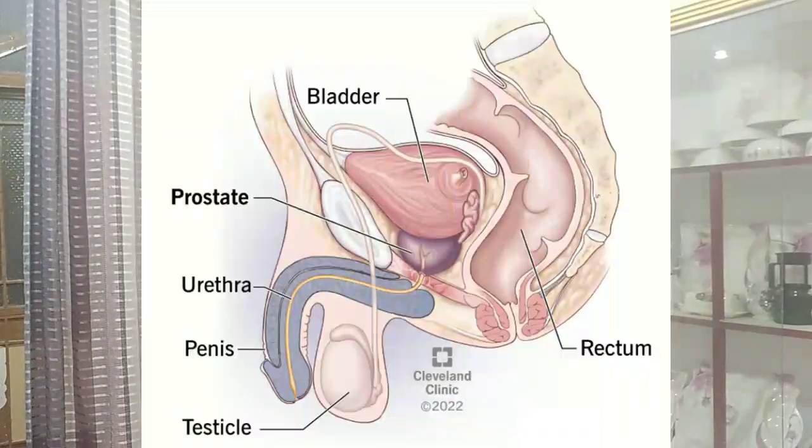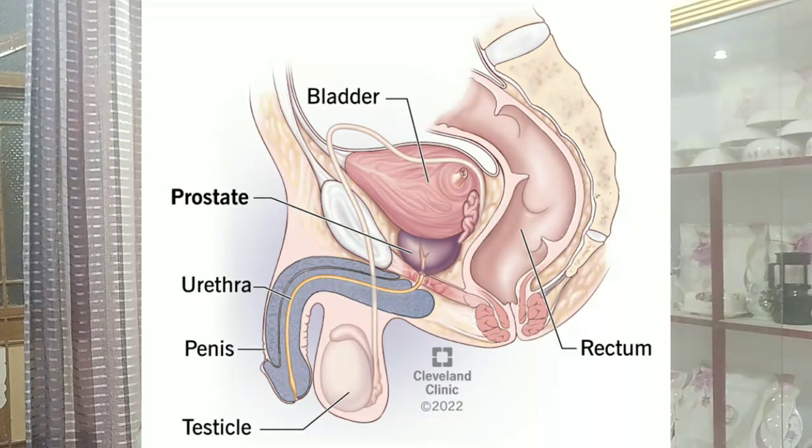Dear viewers, first of all, let's understand what actually the prostate is. Prostate is actually a gland that can secrete a fluid. This prostate is present below the urinary bladder, and it is located opposite to the rectum. As you can see on your computer screen, this is the perfect location of the prostate.